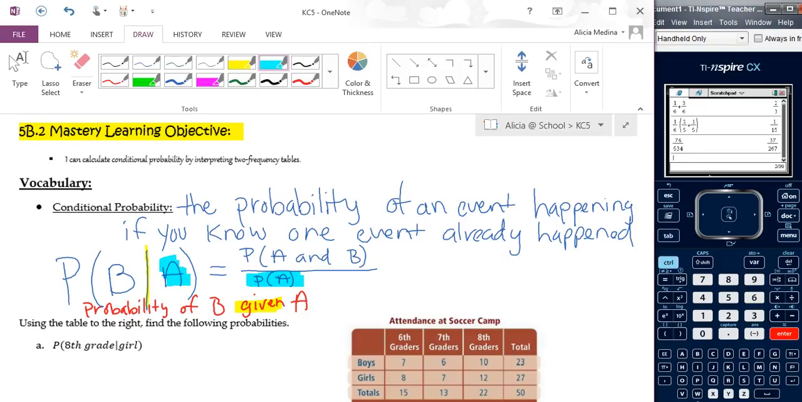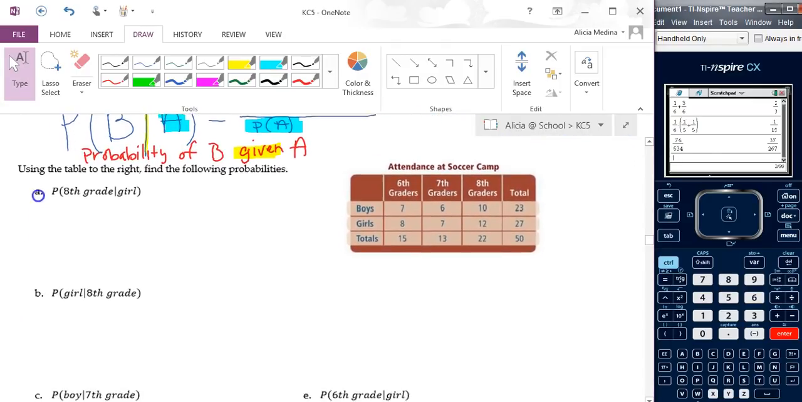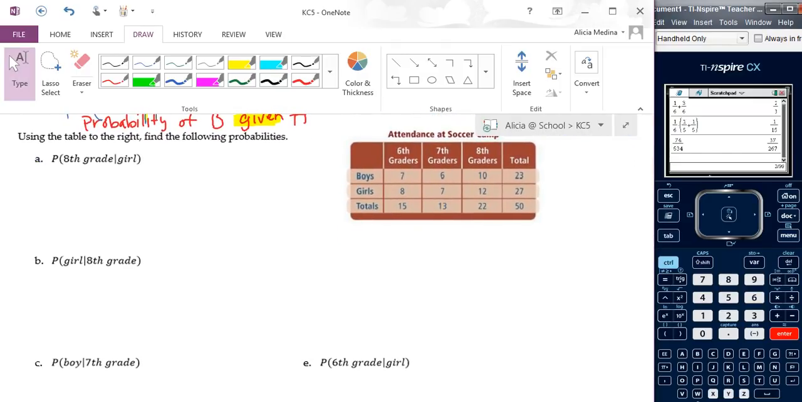So looking at our first two-way frequency table, we want to use that table to help figure out all these probabilities. And as you can see, we see that little bar. So these are all given, which means they are conditional probabilities. Looking at letter A, it says, what is the probability of an 8th grader given she's a girl? So we have to write out the probability of being in 8th grade.